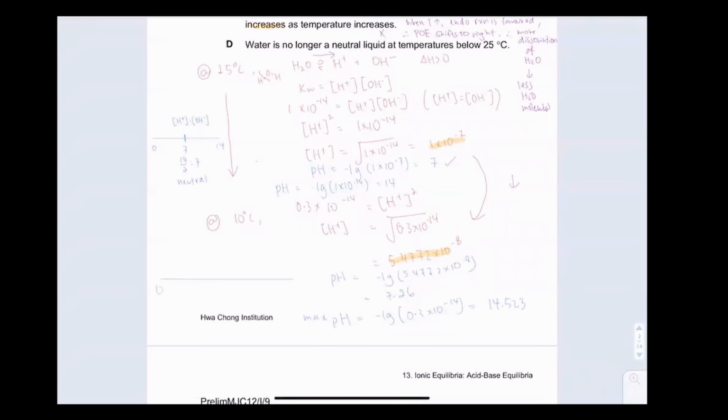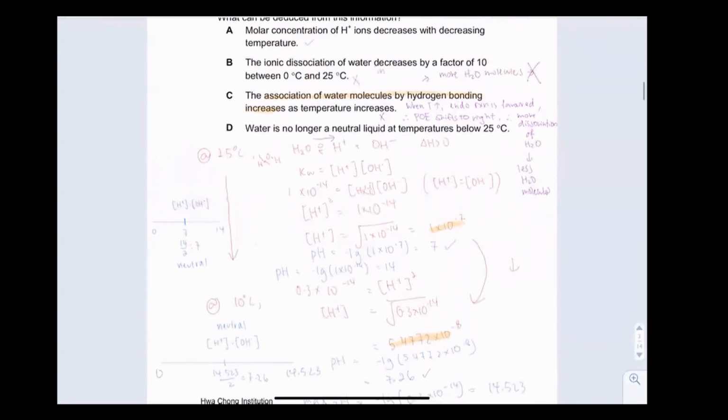So over here, let us put things into perspective on the pH scale. So this means the pH scale runs from 0 to 14.523. So notice, it's no longer from 0 to 14. It's from 0 to 14.523. So let's look at the midpoint. The midpoint will be 14.523 divided by 2, which will give us 7.26. So what does this mean? This means that at the midpoint, when pH is 7.26, the concentration of H+ is equivalent to the concentration of OH-. So therefore, the neutral point at 10 degrees Celsius is when pH is 7.26. Hence, water is still neutral at 7.26 at 10 degrees Celsius.